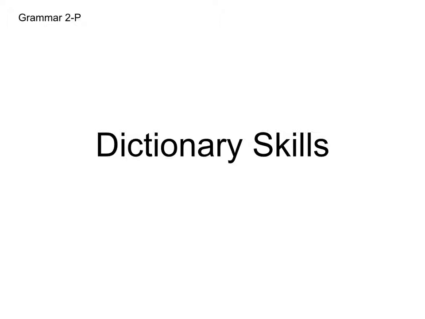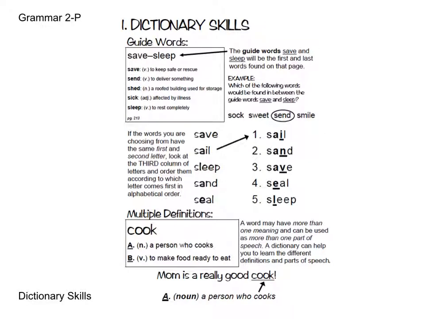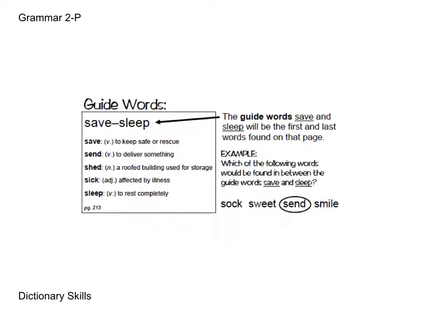Dictionary skills are important for future use in general, just because you will be using a dictionary a lot, and you need to make sure that you understand how to use a dictionary and how to navigate it. So here we have our long explanation that we're going to split up into 3 different sections and just go through it piece by piece. Our first section is about guide words, and here we have an example using save and sleep.